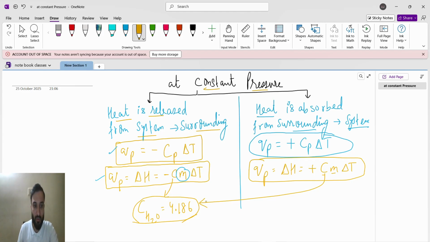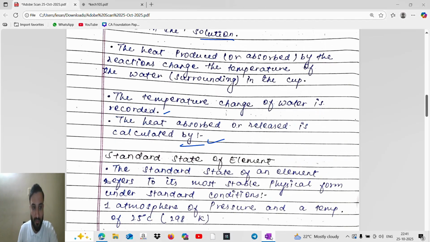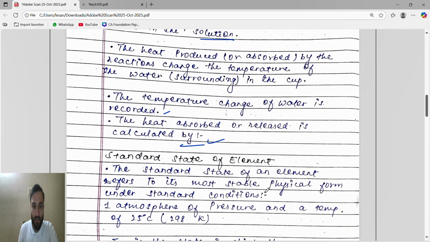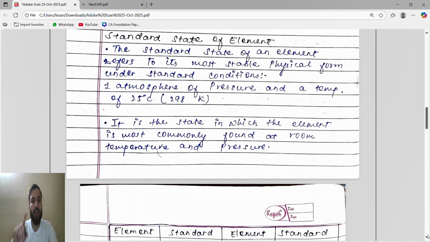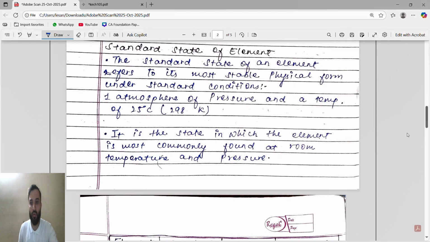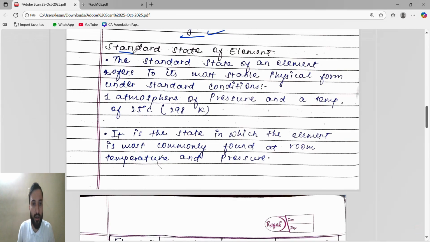Okay, fine, very good. After that, we will come to the next, the standard state of element. Very important guys, the definition is very important in examination. In the main examination they will ask the definition. First is what? Standard state of element.